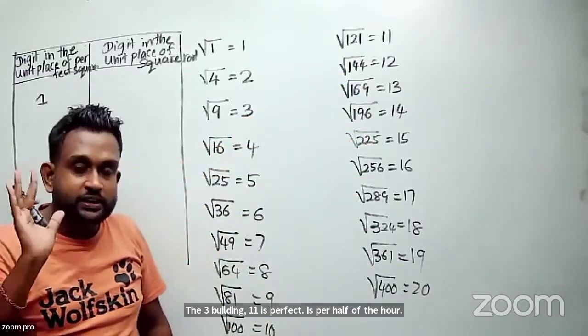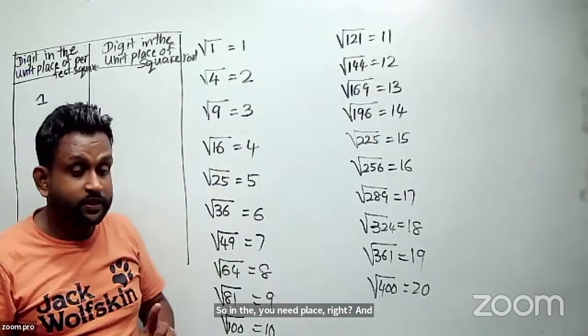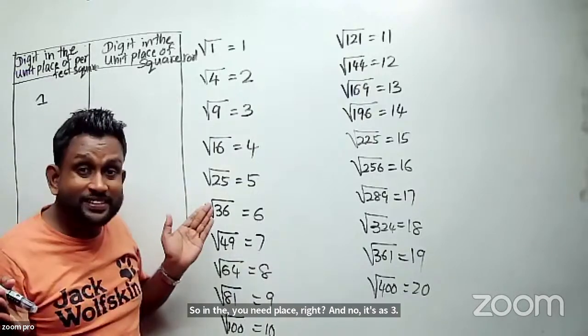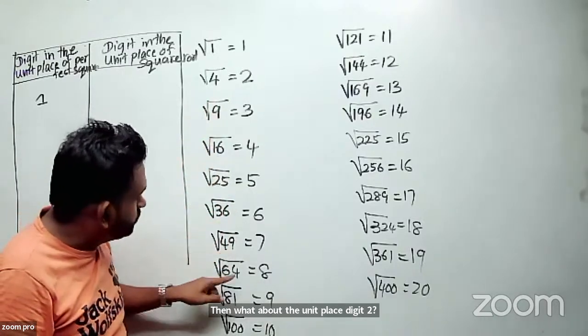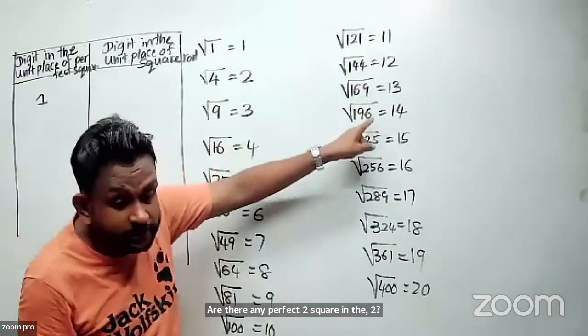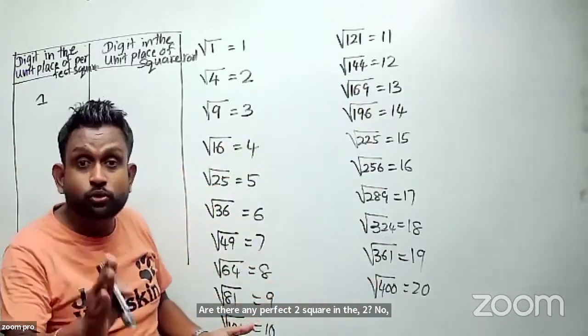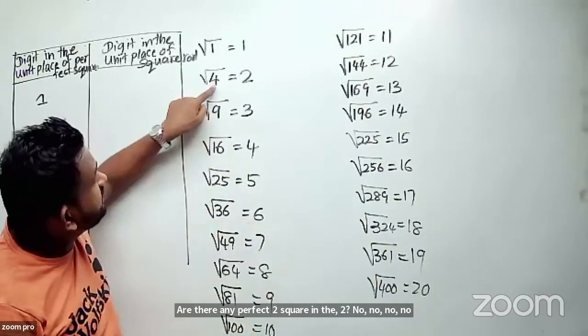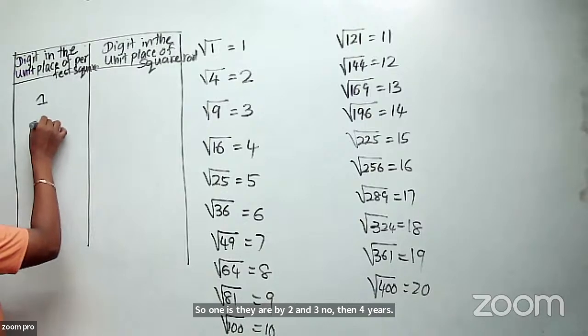So in the unit place there are no digits as 3. Then what about unit place digit 2? Is there any perfect square ending with 2? No, no perfect squares ending with 2. So 1 is there, but 2 and 3 no. Then 4, yes. There is a perfect square ending with 4.